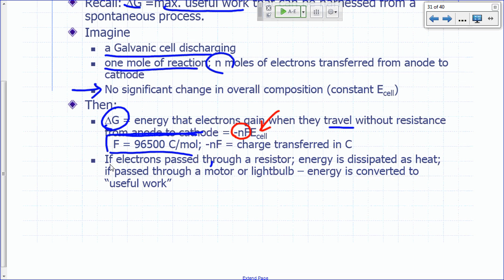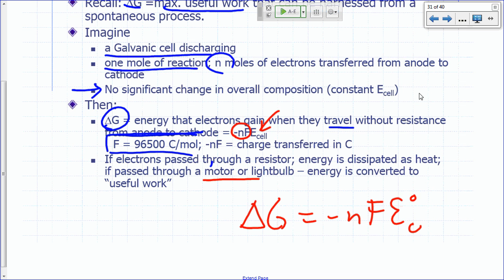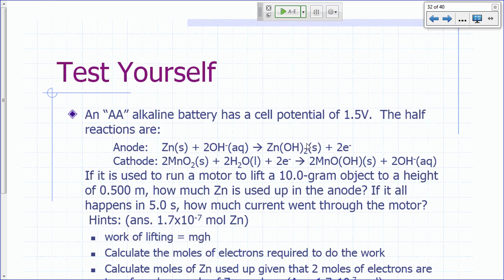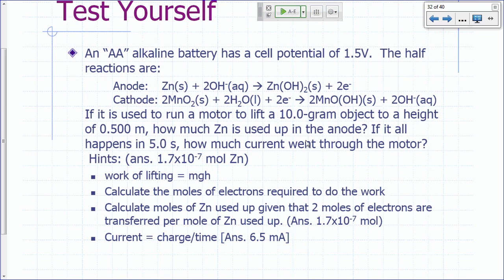Now, if you pass it through a motor or a light bulb, then you're able to convert it into something useful. So a motor, for example, you can use it to lift up an object. You can have it turn a motor. So delta G then we say is equal to negative nFE, the cell potential. So that's the significance of the cell potential. It will tell you how much electrical work you can derive from your redox reaction that's happening in your battery, in your galvanic cell.